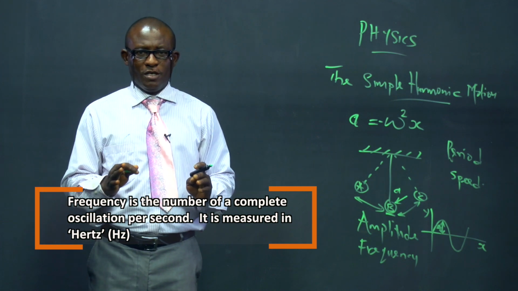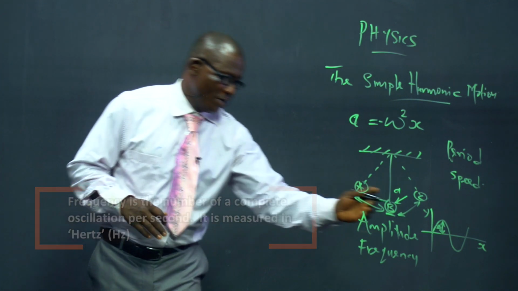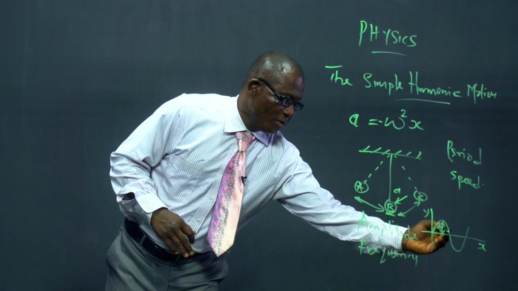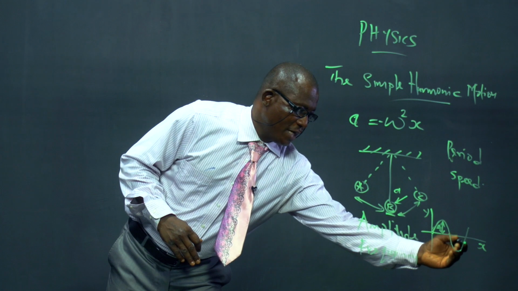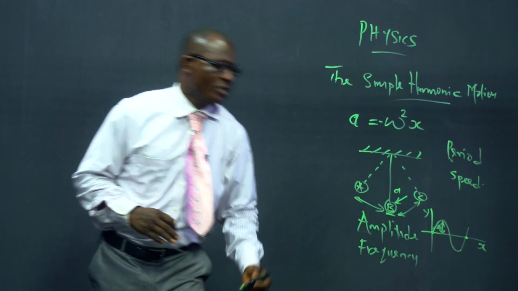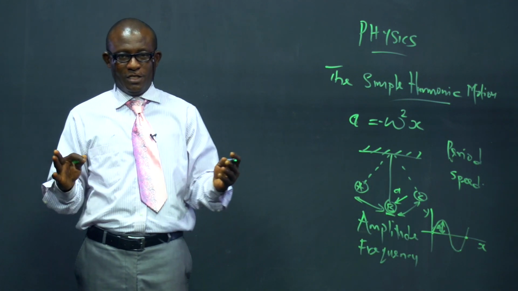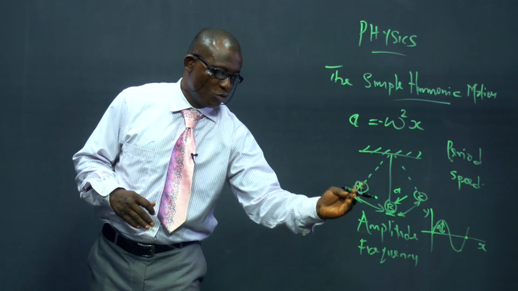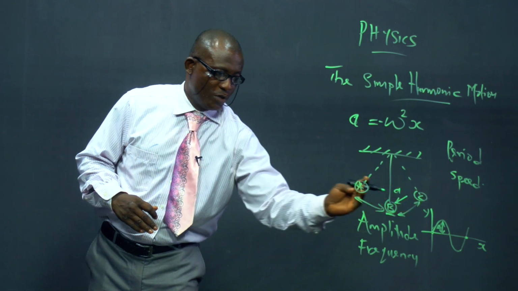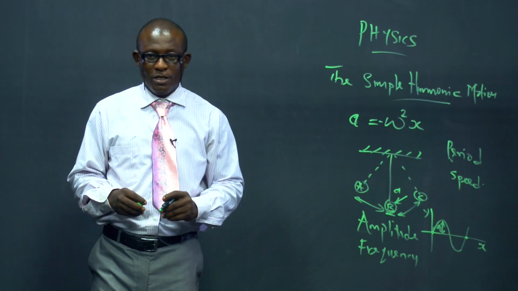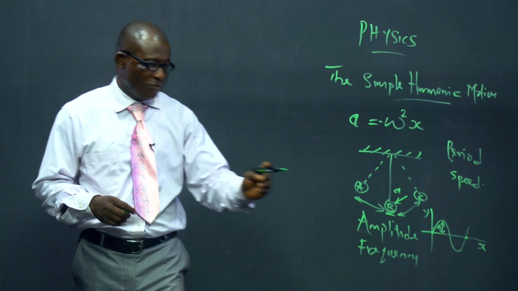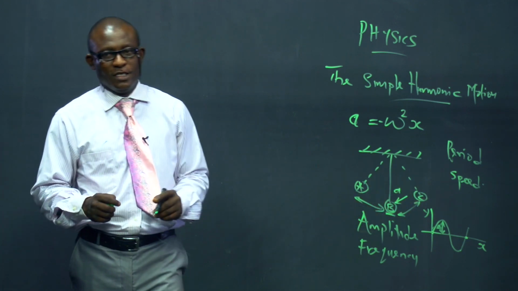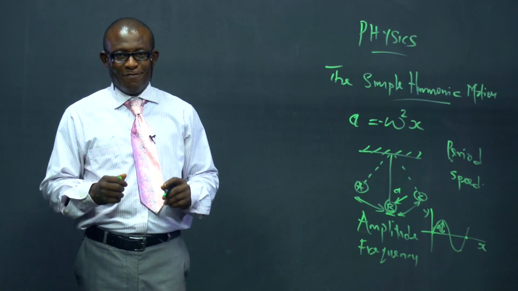What do we mean by a complete oscillation? Look at the sinusoidal graph. The body is moving from the origin, moving forward, the positive part, to the negative part, and coming back to the main position. That is a complete oscillation, a complete motion. From point A, the body moves through B to C, and back to point A. That is a complete oscillation. So the number of complete oscillations made in 1 second is what we call the frequency.